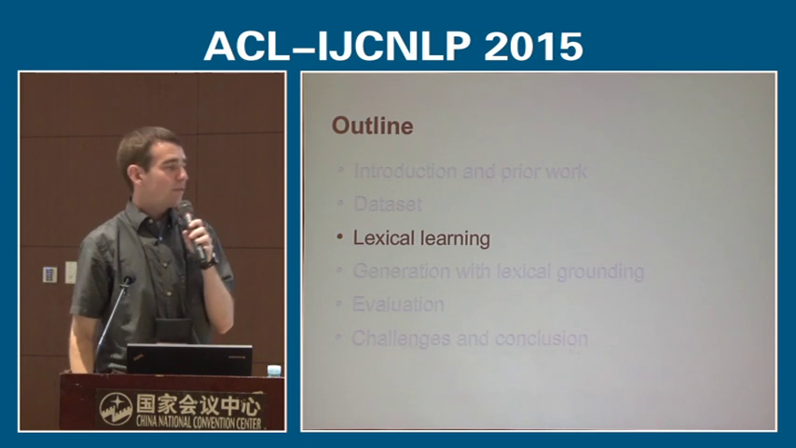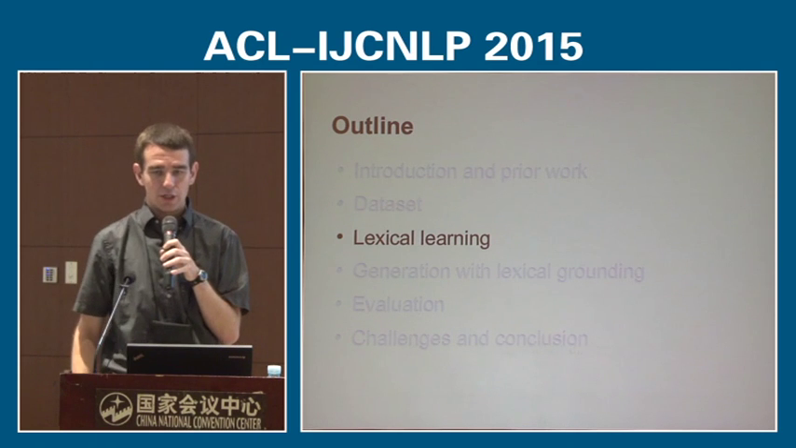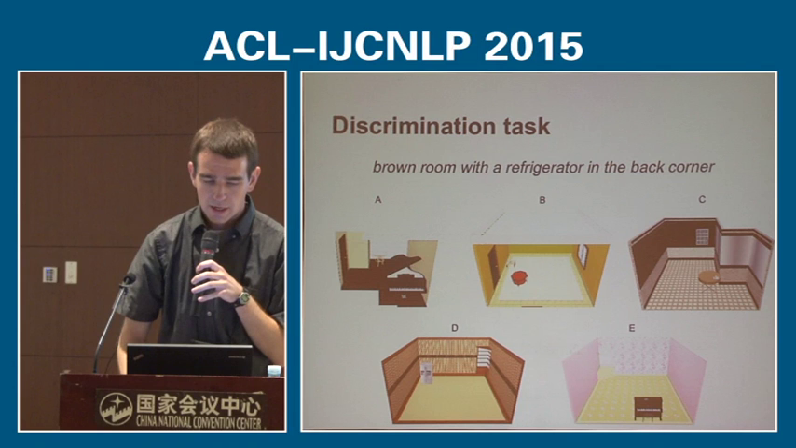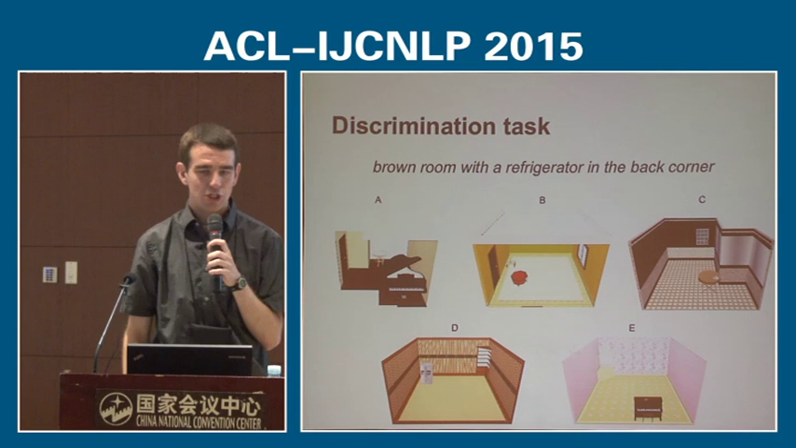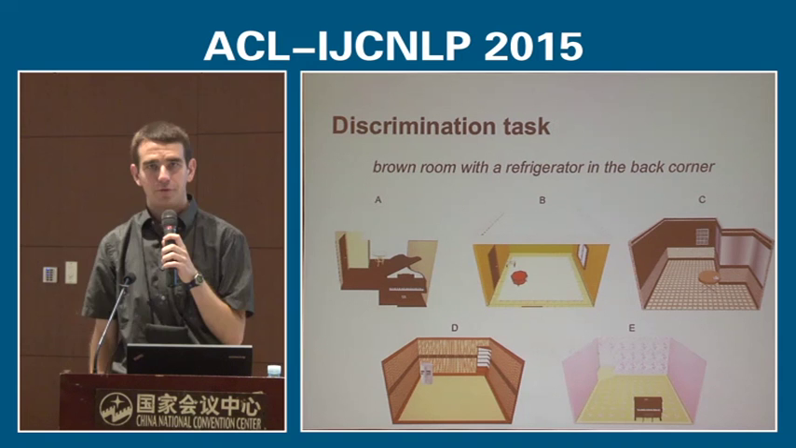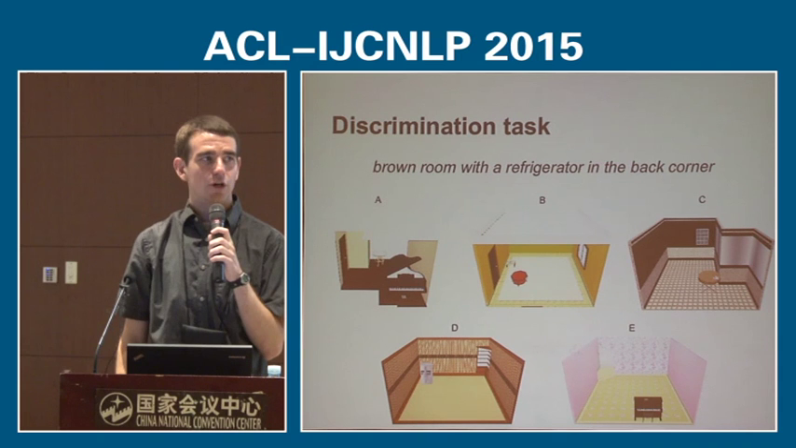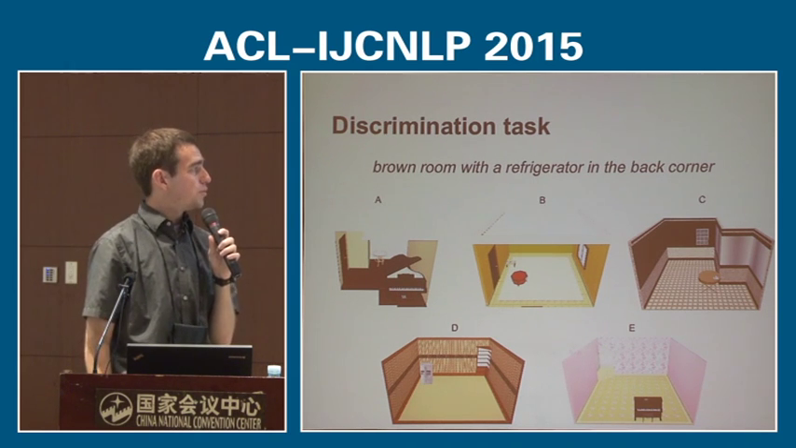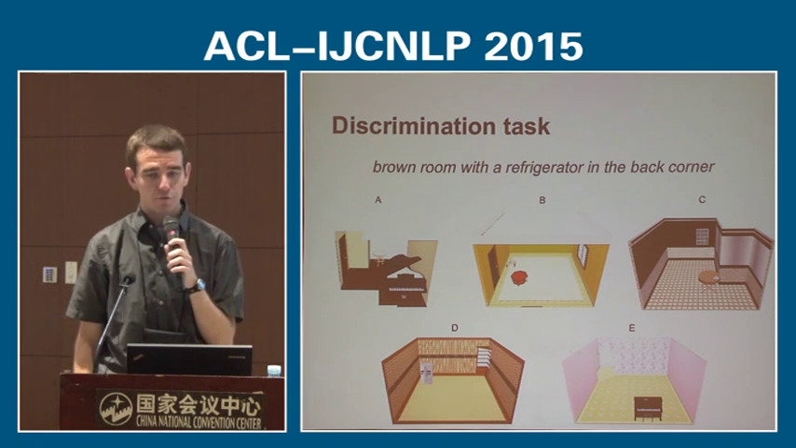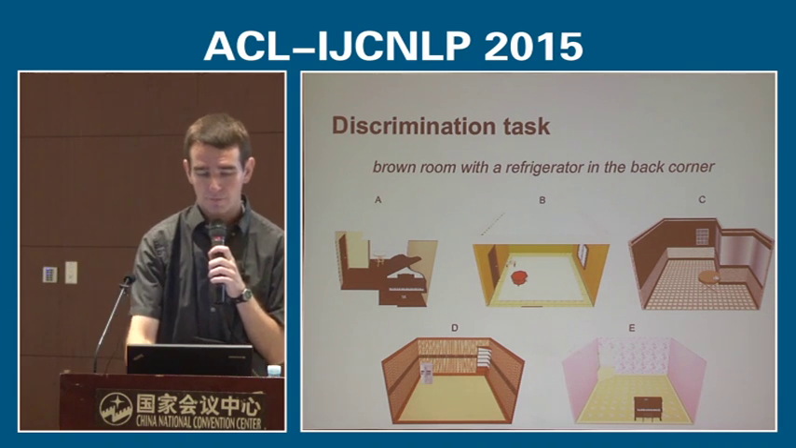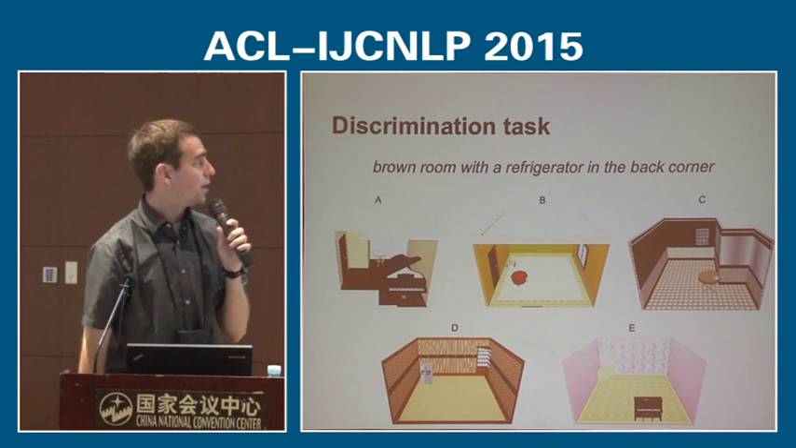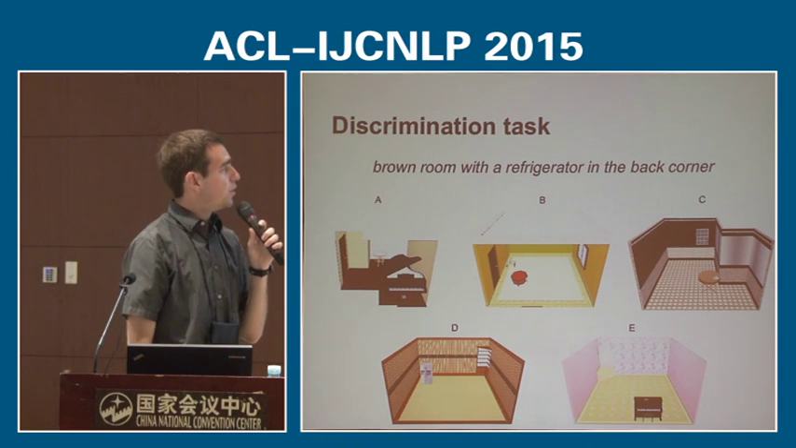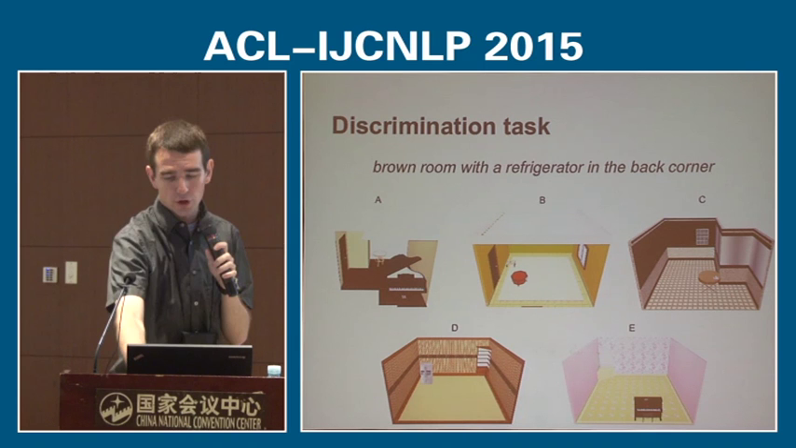Okay. So now that we have this data set, we can proceed to learn some lexical knowledge from it. And the way we do this is by setting up a scene discrimination task. So for each pair of Turker-designed scene and Turker-provided description of that scene, we create an instance that looks like this, that contains the description, the original scene that inspired it, as well as 4 other distractor scenes that are chosen at random from the data set. And so if you look at this example, you can see that the only room that is accurately described as a brown room with a refrigerator in the back corner is scene D.